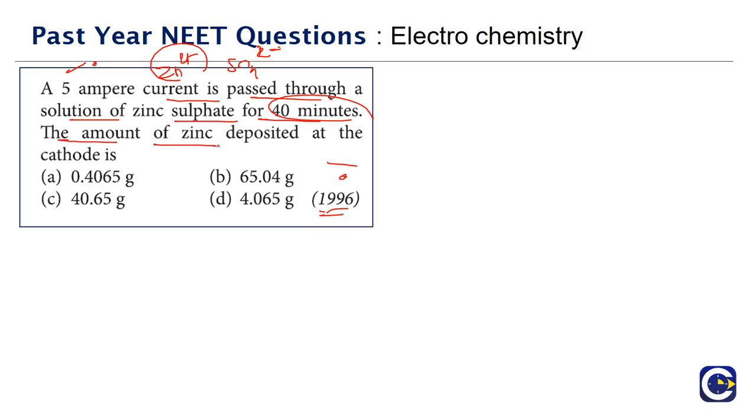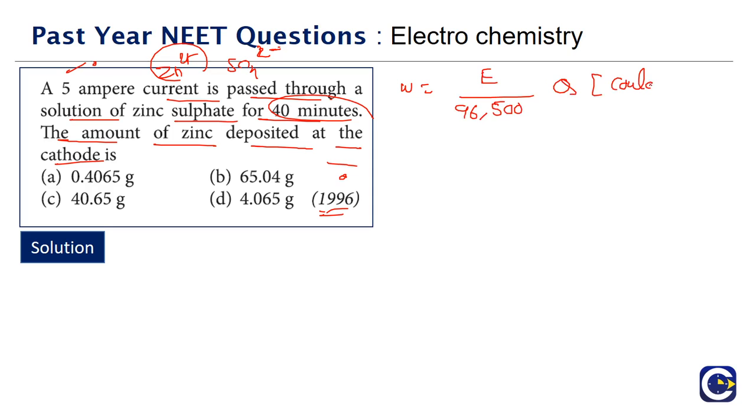The question is what is the amount of the zinc deposited at the cathode. So zinc is the cation, it will reach the cathode and it will get reduced at the cathode. So zinc metal is going to be deposited at the cathode. So this is a straight formula question on Faraday's electrolysis. The weight of the substance deposited is equal to E by 96,500 into charge in coulomb. This is the formula for Faraday's electrolysis.